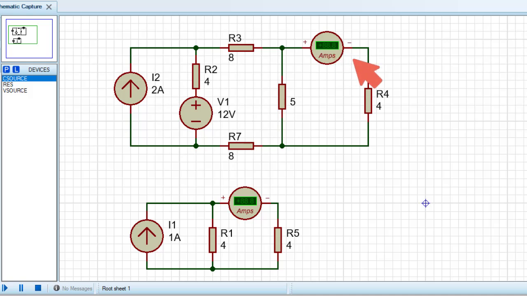Using this ammeter I am measuring the current through this load. This is the Norton equivalent circuit, putting in the values: Norton current 1 ampere, Norton resistance 4 ohms, and the same load. This ammeter will show the current through this load. If this ammeter reading and that ammeter reading are the same, then I can assure that our calculation is perfect.